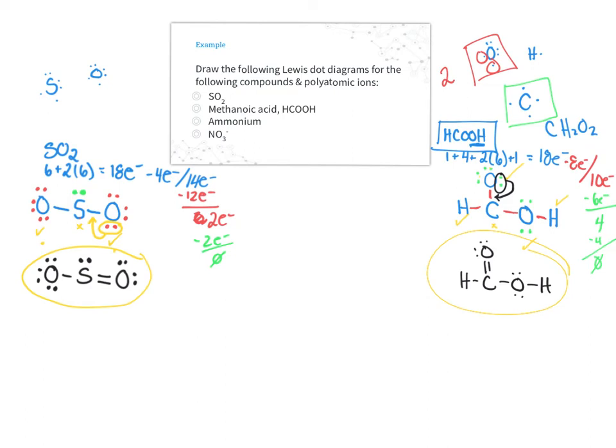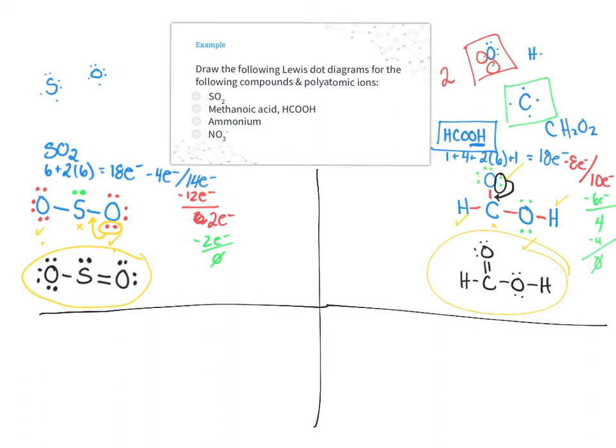Ammonium is a polyatomic ion. Just draw myself a little grid here so we don't get confused. Ammonium is NH4+. So let's add up our total number of electrons. Nitrogen has 5, and each hydrogen has 1. Now, a positive means that if we started at neutral, to get to a positive, we have lost an electron. Therefore, we subtract 1 from our total. So 5 plus 4 is 9, minus 1 is 8 electrons.